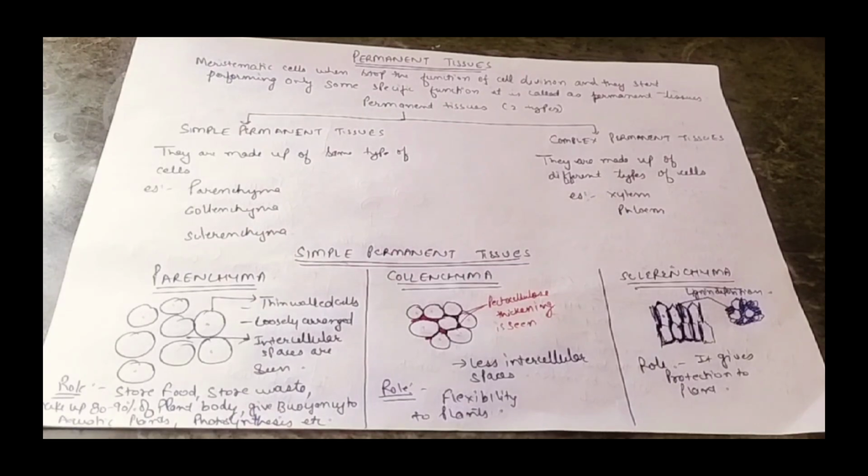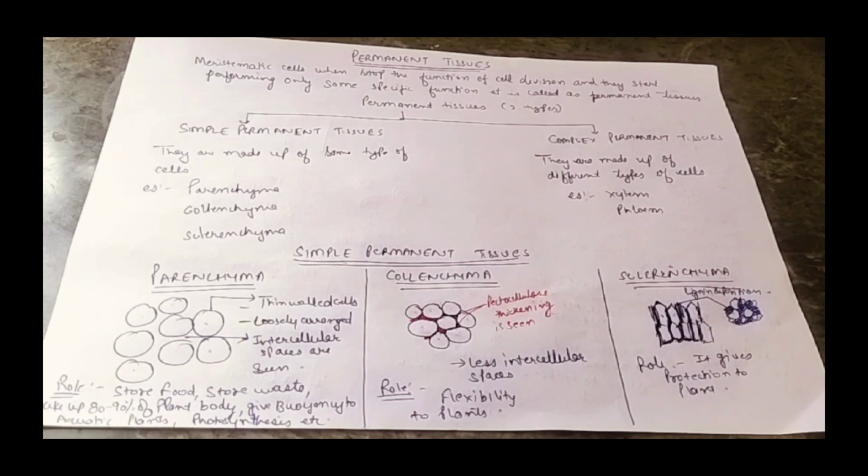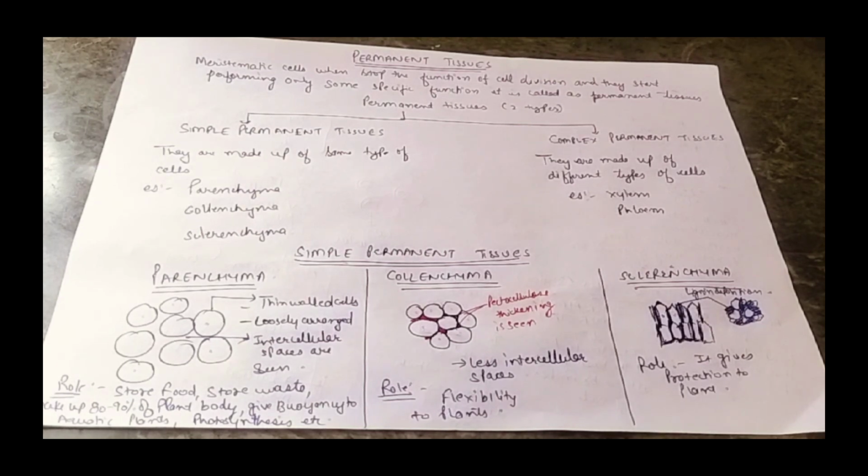Then come permanent tissues. Permanent tissues are the ones which are formed from the meristematic ones, but they have lost the property of cell division. Permanent tissues are of two types, simple permanent and complex permanent tissues. The simple permanent tissues are of three types, parenchyma, collenchyma, and sclerenchyma, and complex ones are of two types, xylem and phloem.